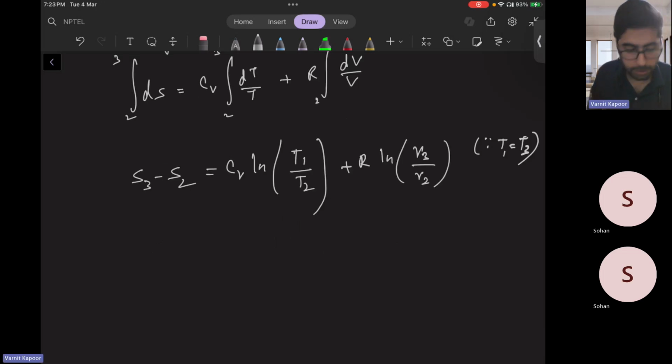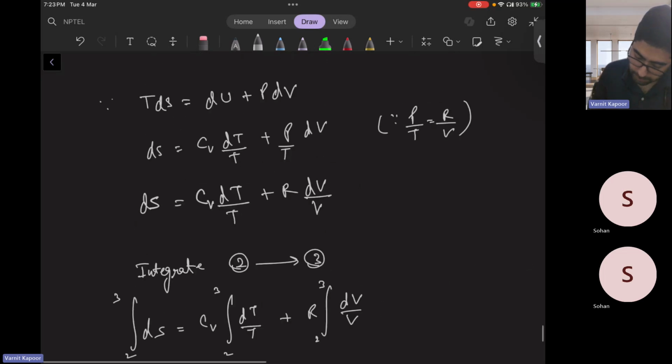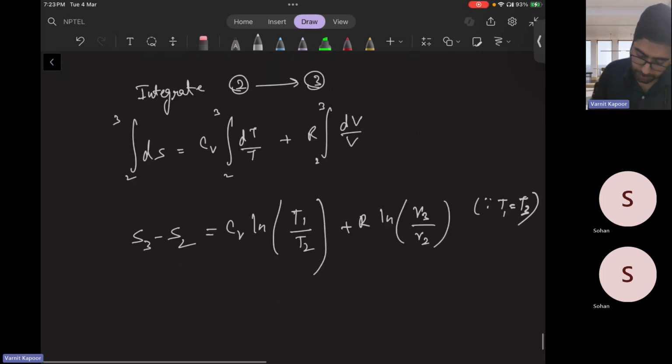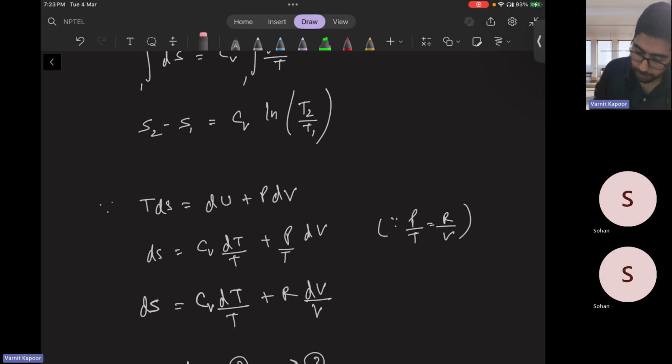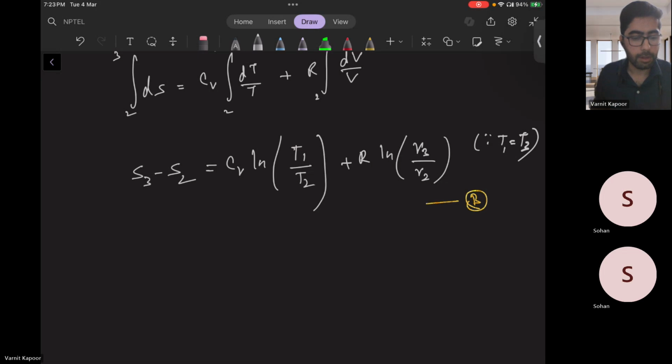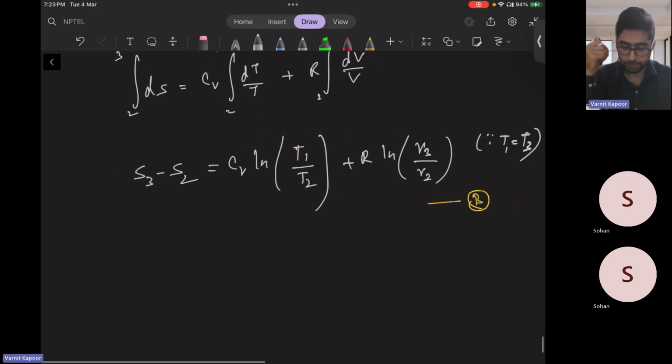Any doubts in this? So we have the other equation, that is equation B with us. This was equation A of S2 minus S1. This is equation B of S3 minus S2. We have two equations. Now what will you do? Think. What can be the next process?